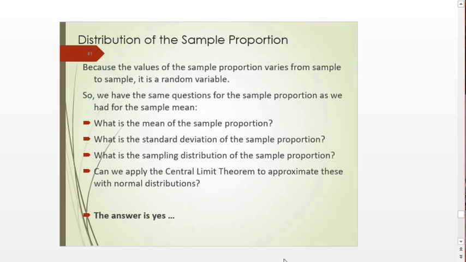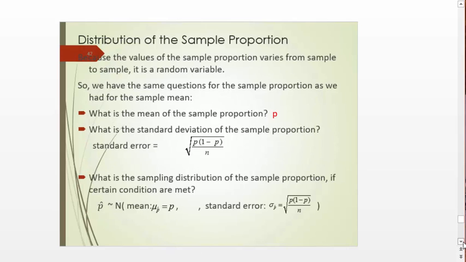Now, because the values of a sample proportion vary from sample to sample, once again we have that random variable. So what is the mean of that sample proportion? What is the standard deviation of the sample proportion? What is the sampling distribution of the sample proportion? And can we apply something like the central limit theorem to these with the normal distribution? And the answer to this is yes.